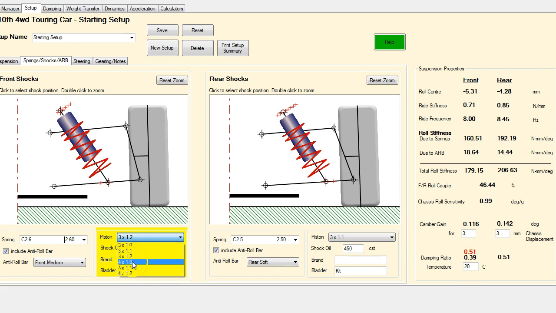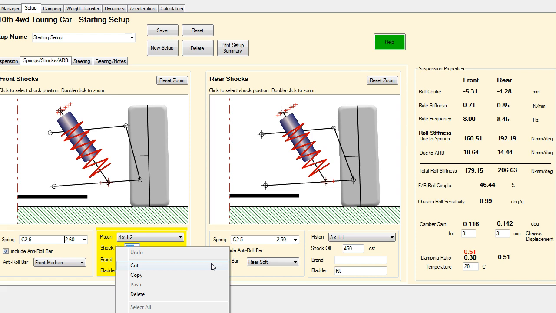So if we go to 4x1, essentially you can see here, 4 1-millimeter diameter holes gives you the same damping ratio as 3x1.1. If you go down to 4x1.2, you're going to get very low damping. And you can balance these. You can go and increase your oil weight with a very small or large hole.